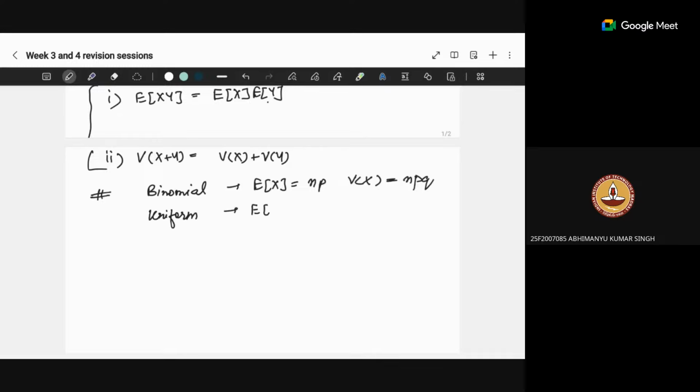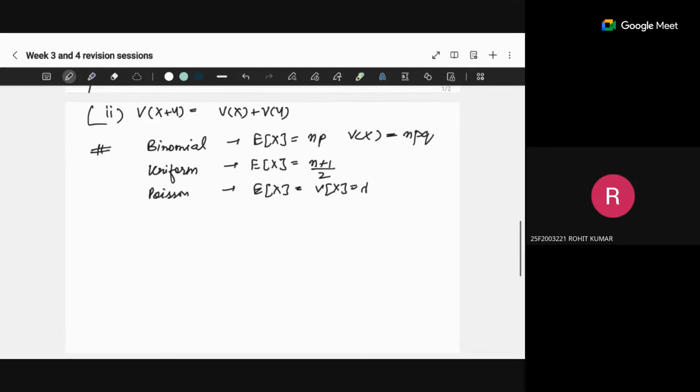What is the expected value for uniform? N plus 1 by 2. Then what else? We have the Poisson distribution. The expectation is lambda, and the variance is also lambda. Both of them are equal to lambda. Correct.